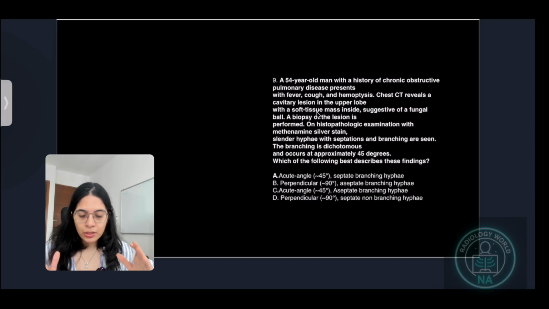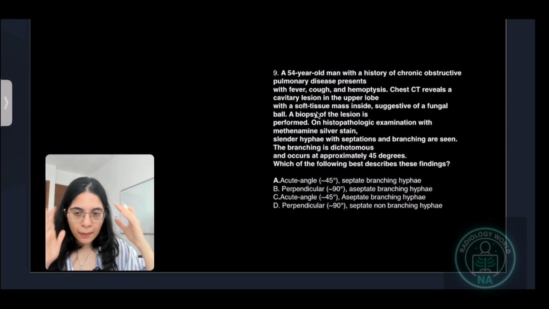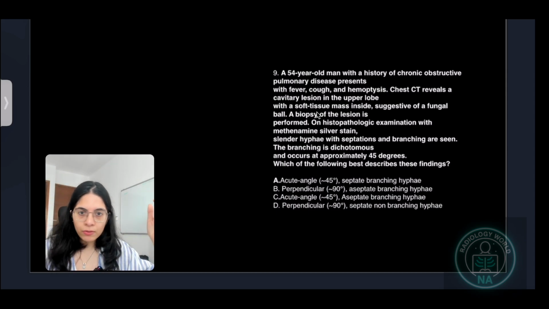So a quick question on your microbio as well as pharmac. I have covered in the 9th and 10th questions, in a little USMLE style. So the 9th is: a 54-year-old man presents with history of COPD, presents with fever, cough and hemoptysis. Chest CT reveals a cavitary lesion in the upper lobe with a soft tissue mass inside, suggestive of a fungal ball. So when such big questions occur, by the time you reach the end, you basically forget what the question was all about.